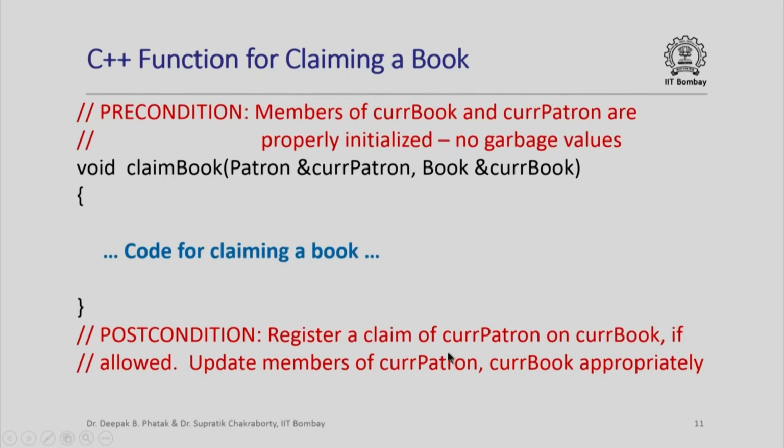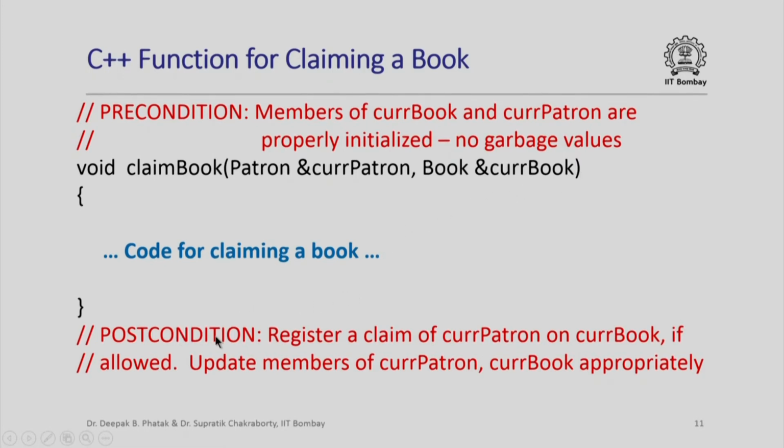Let us see how we might implement this as a C++ function. So, here is the claim book function. We are going to pass current patron and current book to this function both by reference, as was discussed in the previous lecture. What is the precondition of claim book? That the members of current patron and current book are properly initialized, there are no garbage values.